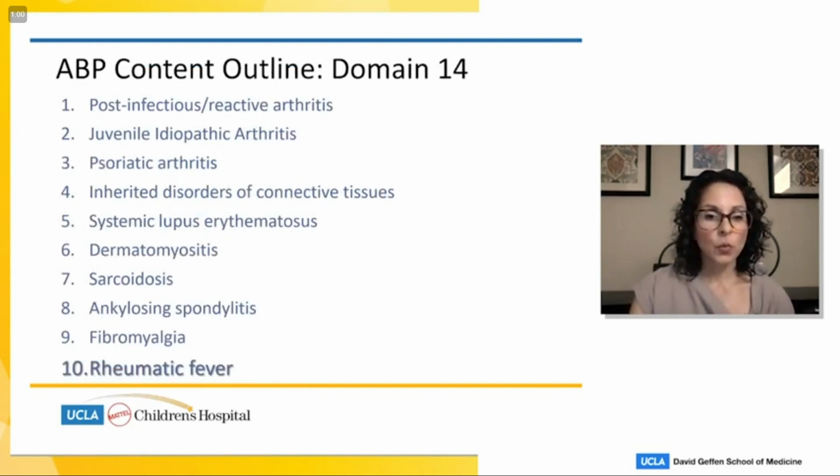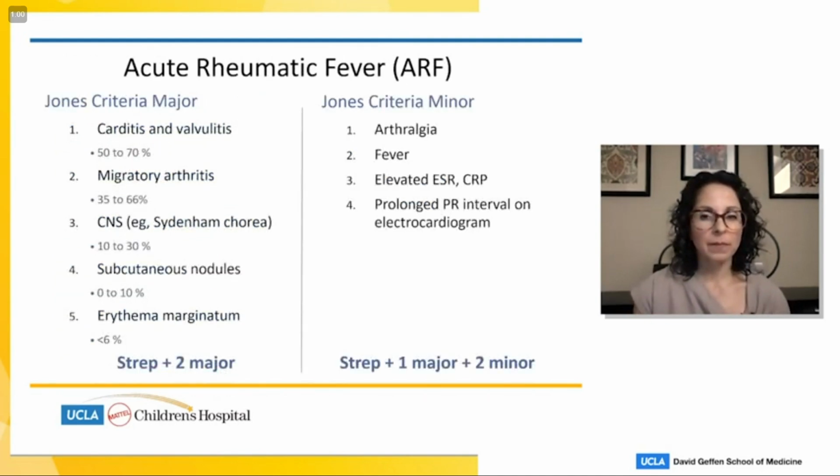And lastly, let's move on to rheumatic fever. As most of you are familiar with, the Jones criteria. I've listed here the major criteria on the left and the minor criteria on the right. Major criteria includes carditis, seen in the majority of patients, 50 to 70%, migratory arthritis, subcutaneous nodules. So to meet criteria, you need evidence of strep, as well as 2 major criteria, or evidence of strep plus 1 major and 2 minor criteria.